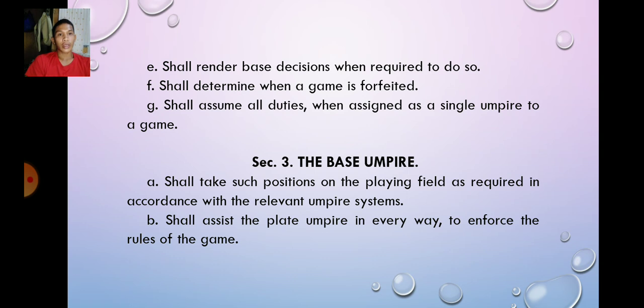E. Shall render base decisions when required to do so. F. Shall determine when a game is forfeited. G. Shall assume all duties when assigned as a single umpire to a game. The base umpire shall take such position on the playing field as required in accordance with the relevant umpire system to assist the plate umpire in every way to enforce the rules.